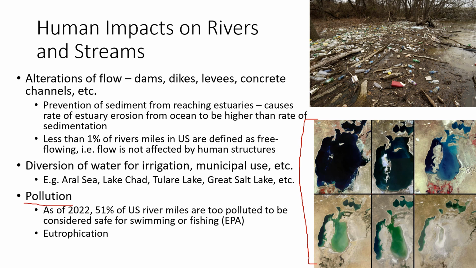Pollution is another big one. As of 2022, 51%, over half of U.S. river miles, are considered too polluted to be safe for swimming or fishing, according to, sorry about the bell, according to the United States Environmental Protection Agency. That's disgraceful. Okay, that's really disgraceful for the country with the Clean Water Act and the Safe Drinking Water Act.